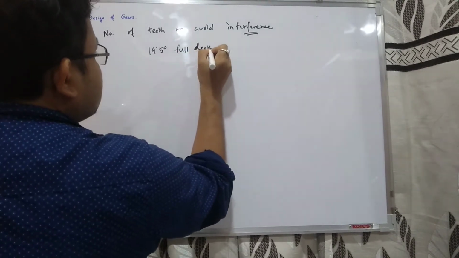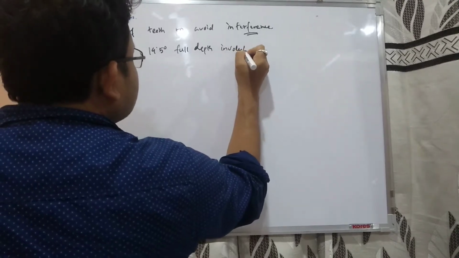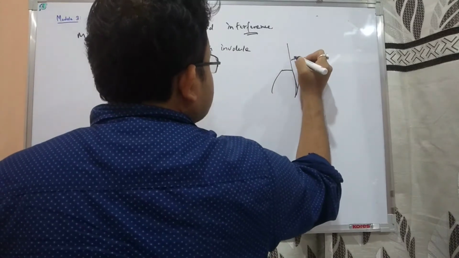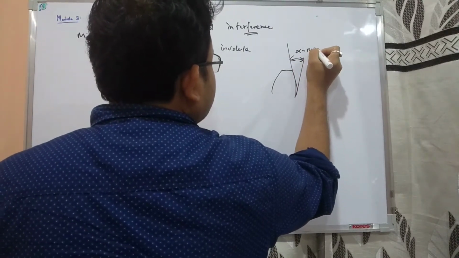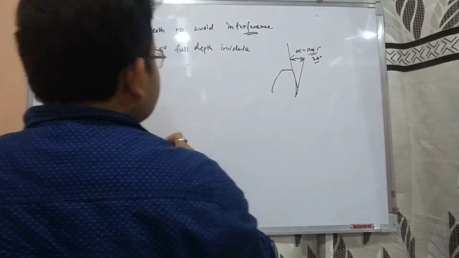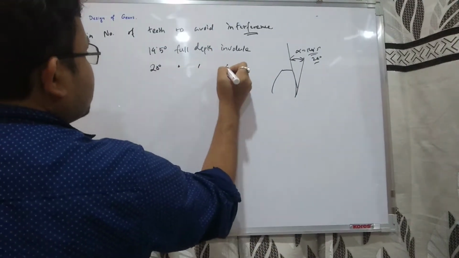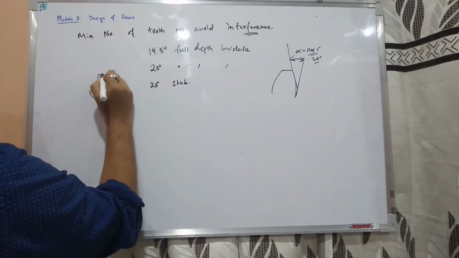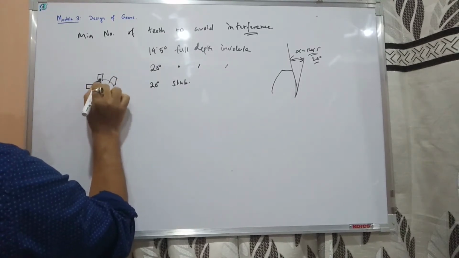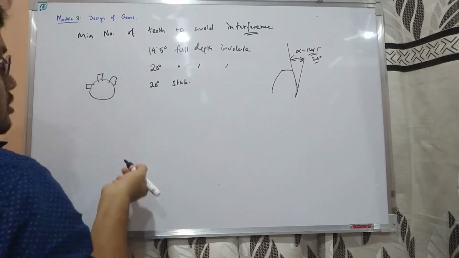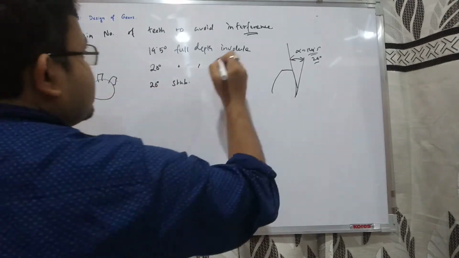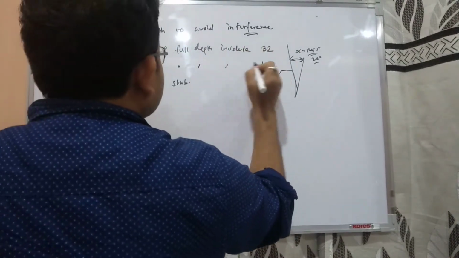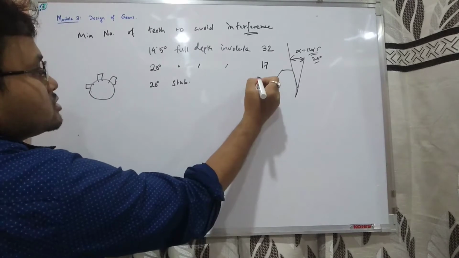So you see, we have studied three types of involute systems: 14.5 degree full depth involute, 20 degree full depth involute, and 20 degree stub. That is nothing but this angle alpha, the pressure angle, which is 14.5 or 20 degree. In any gear we don't have only a single tooth or a very small number of teeth, so there is a minimum number of teeth which we should ensure. For 14.5 degree, this is 32. For 20 degree full depth, this is 17, and for 20 degree stub, this is 14.